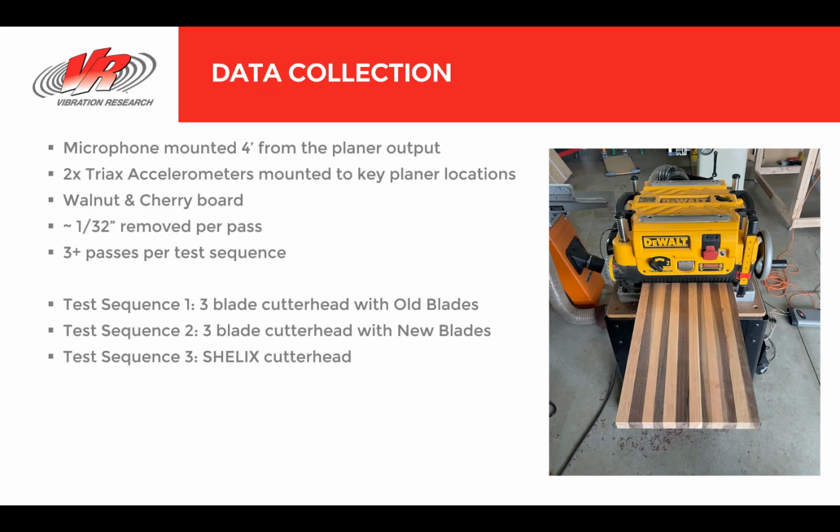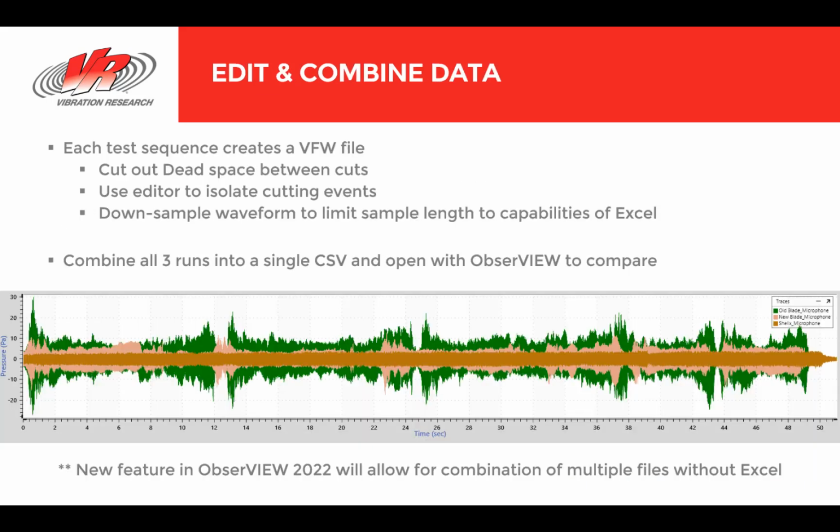And we look at test sequence 1, which is the 3-blade cutter head with old blades. Now these old blades had planed a lot of hardwood and were ready to be replaced. They actually left a small line where there was a chip in some of the blades, and it was time for them to be replaced. The second sequence that I ran is with new blades, so same 3-blade cutter head but with brand new blades. And then the third was with this Helix cutter head. So let's look at some of this data.